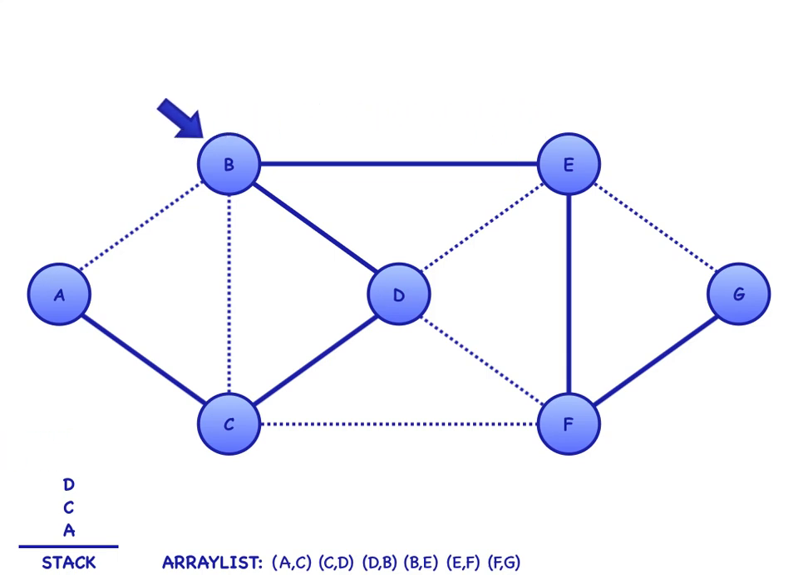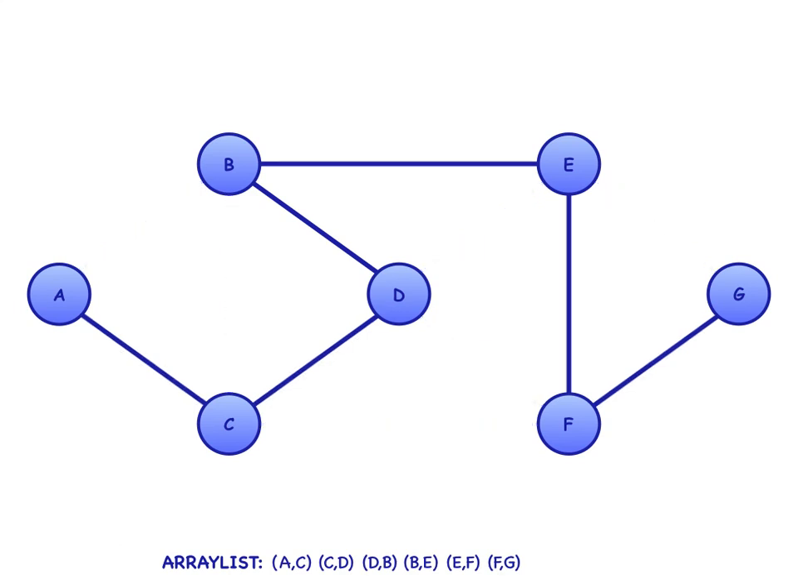Pop B from the stack, return to D. Pop D from the stack, return to C. Pop C from the stack, return to A. A has no other adjacent unvisited vertex, so we'll pop A from the stack, thus completing the algorithm. Right? And all the edges that were added to the array list we'll keep. All edges that were not added to the array list, we discard, thus completing the algorithm.